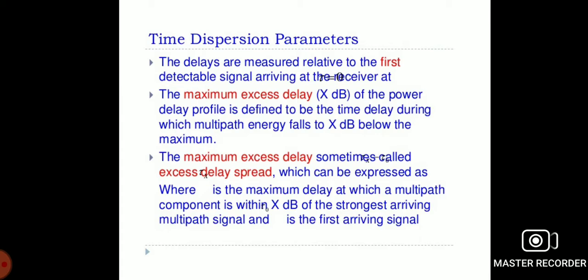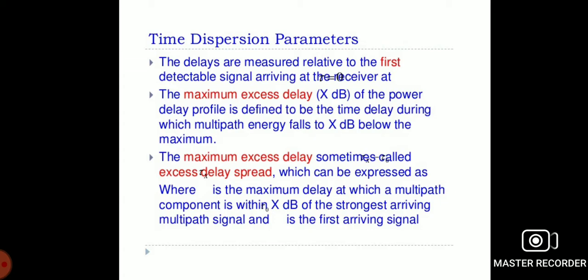Now today we are going to discuss the topic of time dispersive parameters. The time dispersion parameters help in qualifying the different multipath channels, so that it is possible to compare several multipath channels.